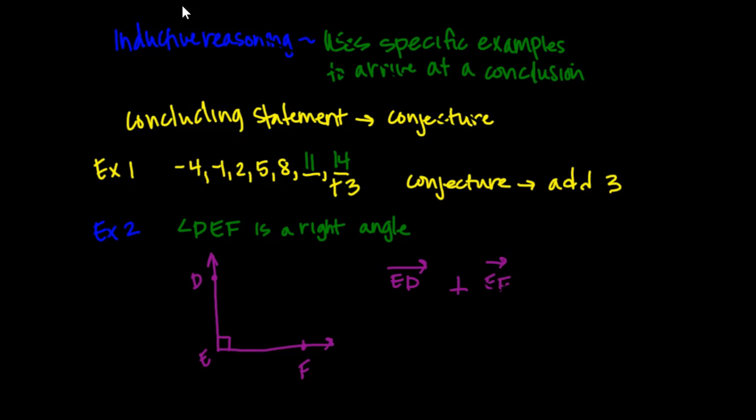Because if I have a right angle, I also know that perpendicular segments, lines, rays form right angles. So I know that ED and EF must be perpendicular to each other. Remember, that's the symbol for perpendicular. All right, so let's move on to another vocabulary word, and then we'll be finished.